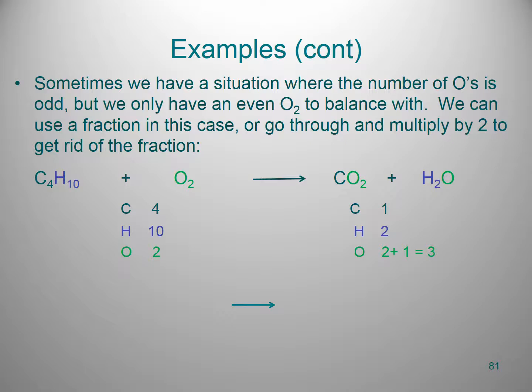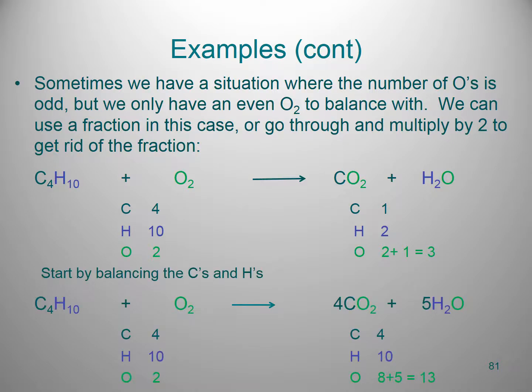We're going to leave O's for last because they show up in 2 places on the right. So if we multiply the CO2 by 4, we'll get 4 C's. And if we multiply the H2O by 5, we'll balance the H's. So you can see there we've done that.